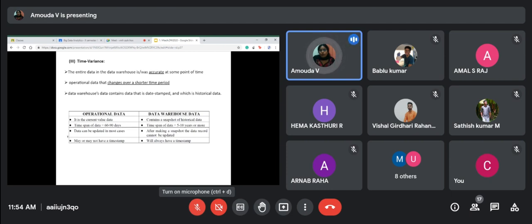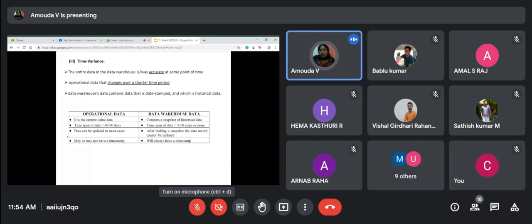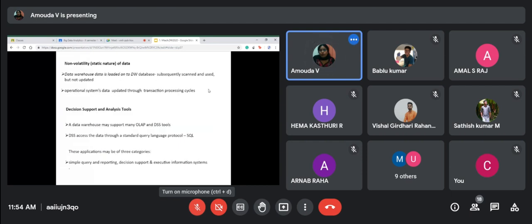60 to 90 days, 3 months, within 3 months, you have, here it is 5 to 10 years or more. The timestamp should be given by you, the data warehouse administrator, as required by the company or the institution. Here data can be updated. Here only a snapshot of the record can be updated. You cannot update it.